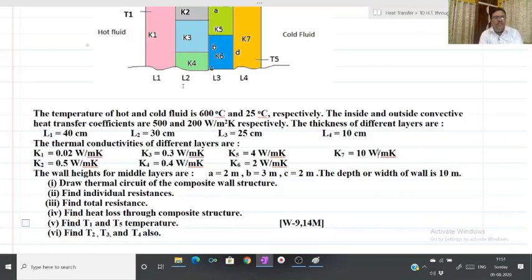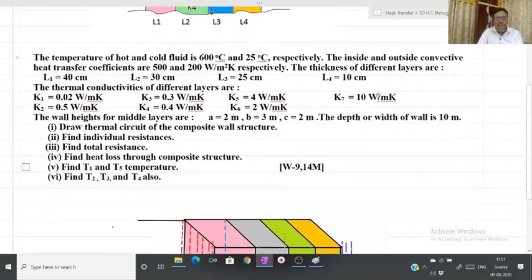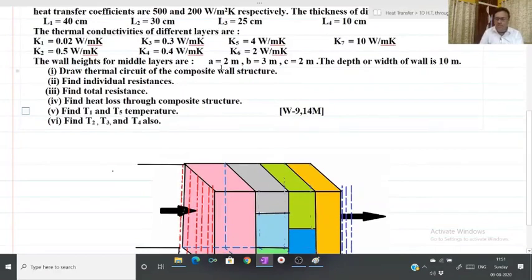So find number 1, draw thermal circuit of the composite wall structure. Number 2, find individual resistances. Number 3, find total resistance. 4, find heat loss through composite structure. Fifth one, find capital T1 and T5 temperatures. And sixth, find T2, T3 and T4 temperatures also. This problem was asked in winter 19 for 4 marks. So let us solve this problem.